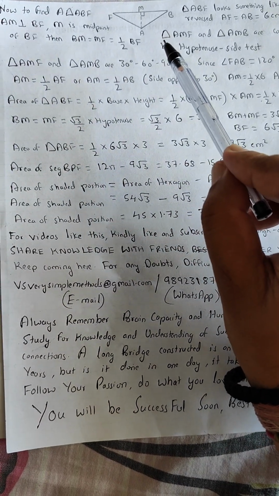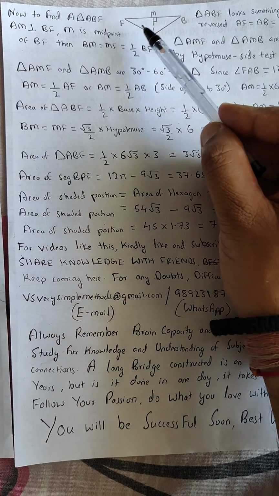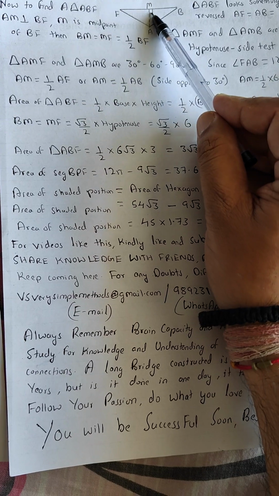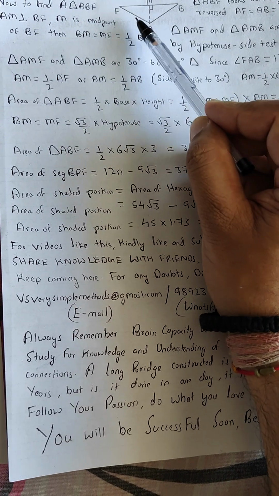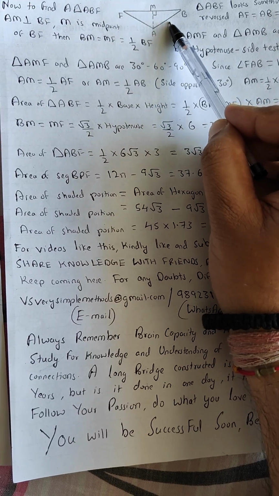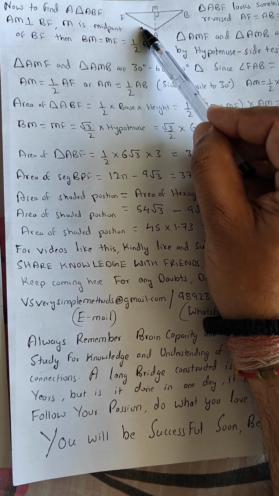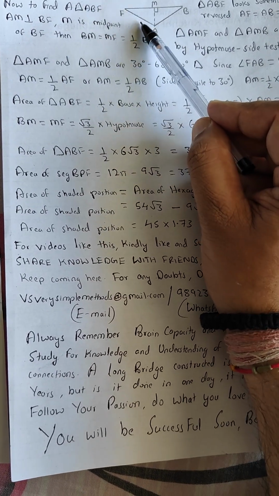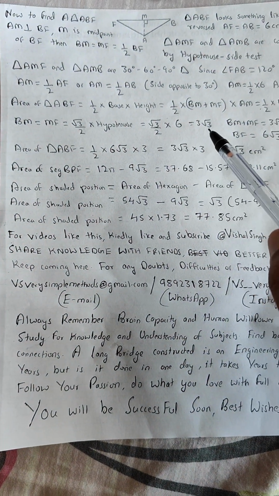अगर आप 30, 60, 90 का application उसमें करते हो, then 30, 60, 90 what it says, side opposite to 30 is half of hypotenuse. AM is going to be half of hypotenuse AF या hypotenuse AB. ये भी hypotenuse है इस triangle के लिए, ये hypotenuse है इस triangle के लिए. So AM will be half of this. This is 6, so AM will be 3, and this side MF will be root 3 upon 2 multiply by hypotenuse.